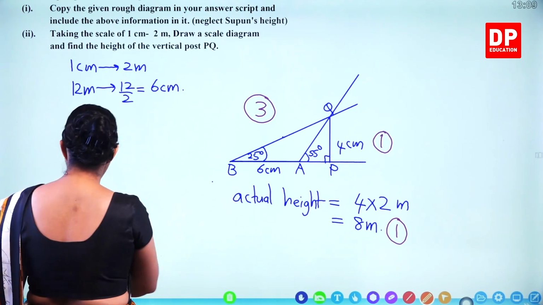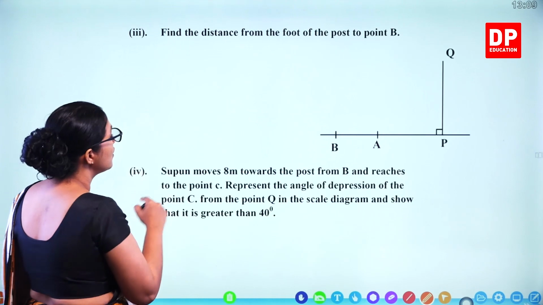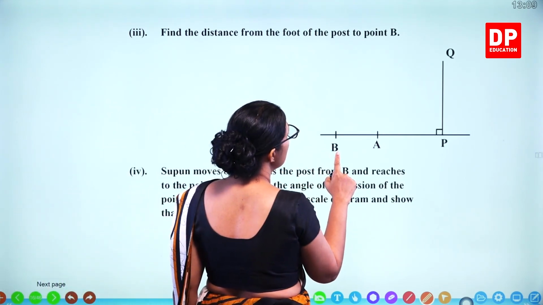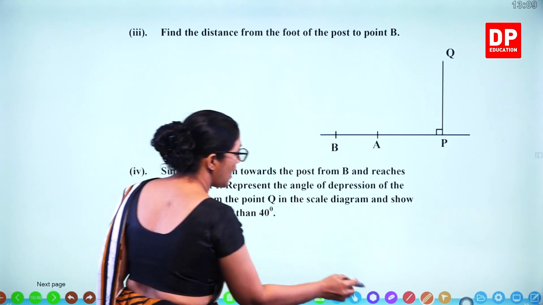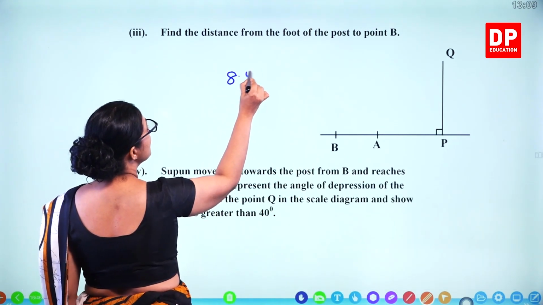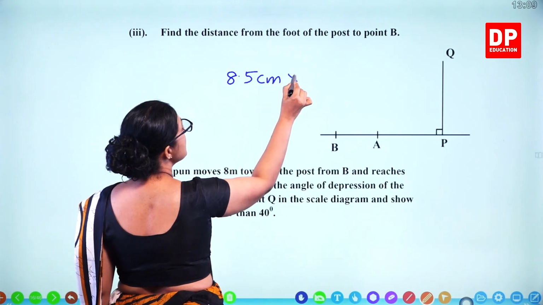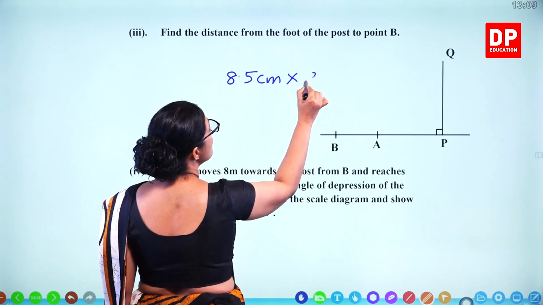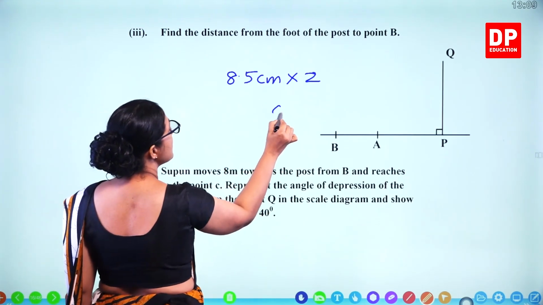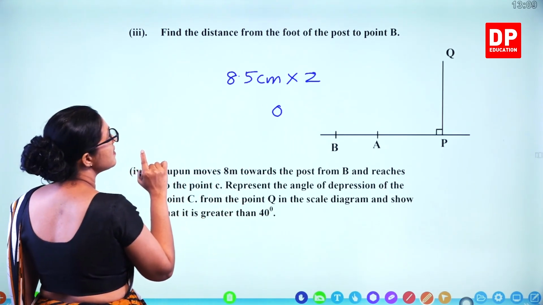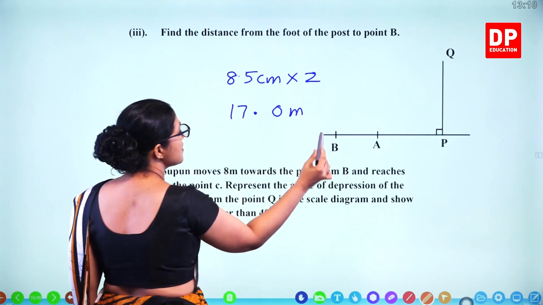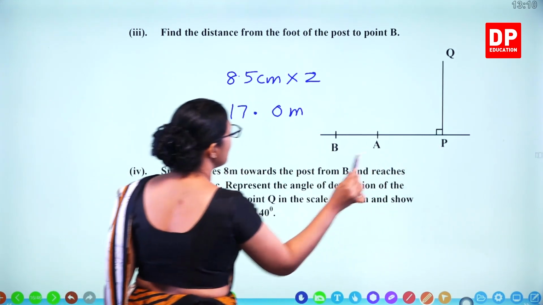Now they asked to find out 8.5. So they asked to find the distance from the foot of the post to point B. So that's 8.5 centimeters multiplied by 2, because this is a scale diagram. 2 times 5, 10. 2 times 8, 16 plus 1, 17 meters is there here to here.